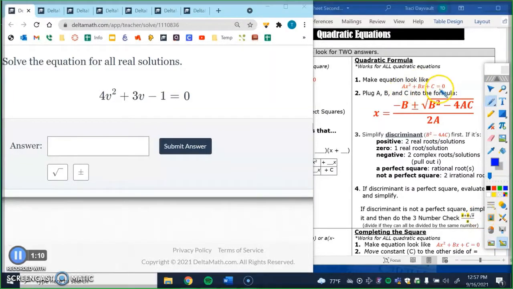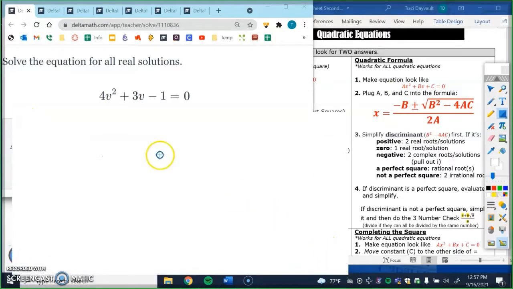Step 1, again, we need to make it look like ax squared plus bx plus c equals 0, and you should be able to see, oh, it looks like that. Next, we're going to plug into the formula. So x equals negative b. And we are very familiar with finding a, b, and c. Right here, a is 4, b is 3, and c is negative 1. So we're going to do negative b, and I like to plug these in parentheses, especially if you have a negative number. Okay, so negative b, then we're going to use that symbol.